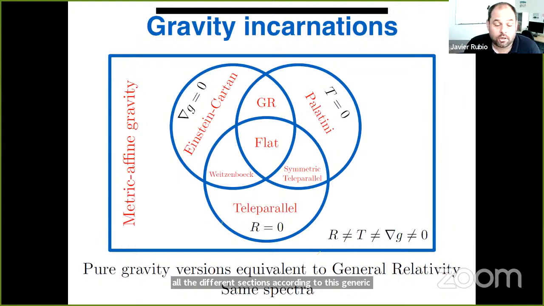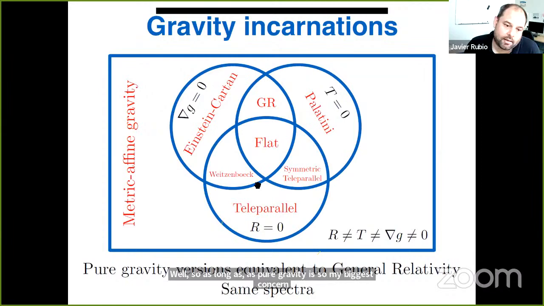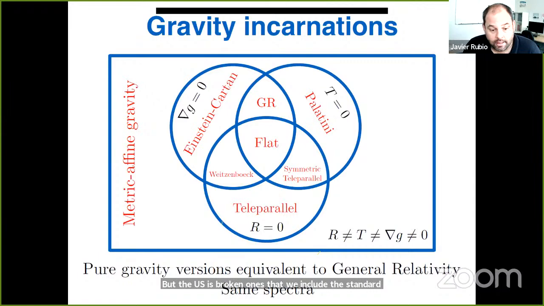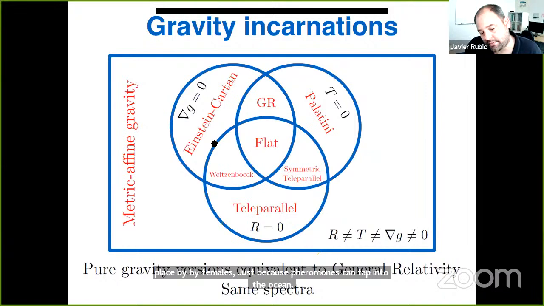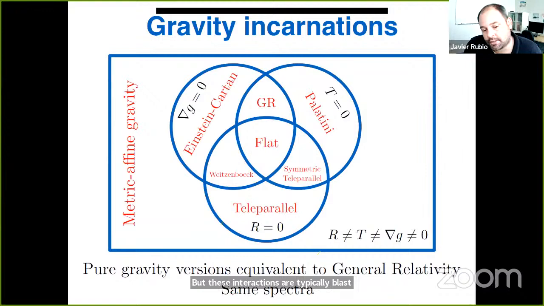Well, as long as pure gravity, or general relativity, is concerned, all these formulations are equivalent. But the equivalence is broken once we include the standard model and couple it to gravity. The equivalence is broken in the first place by fermions, just because fermions can couple to torsion. So in particular, they break the degeneracy with Einstein-Cartan theories, for instance. But these interactions are typically Planck suppressed, so it's difficult to observe them directly.